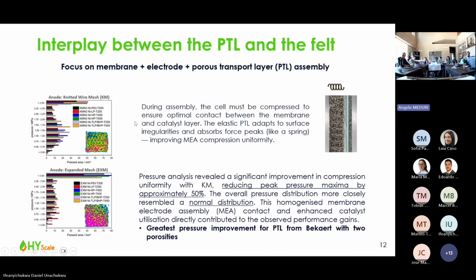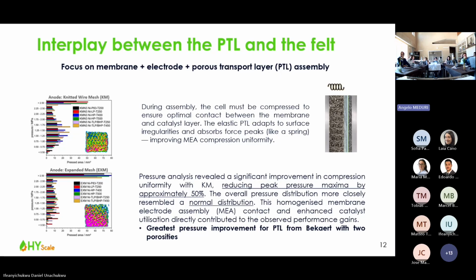And in these measurements, we have a lot of different PTLs on top of that knitted mesh. When we use that knitted mesh, the high pressure points are reduced by around 50%. Here the pressure in megapascal is shown, the high pressure points with knitted mesh, and here without, so we have these at a higher amount. And the greatest pressure improvement was still with the PTL from Bekaert with two porosities.